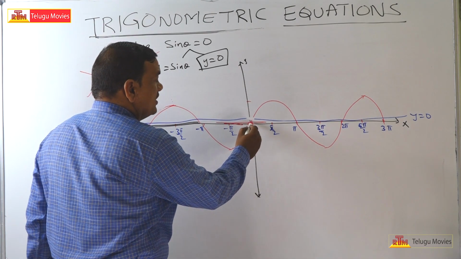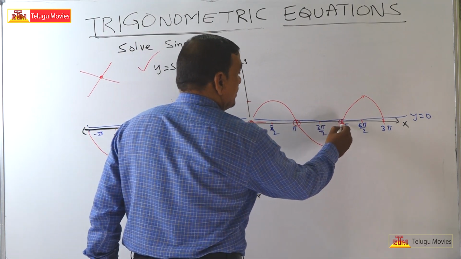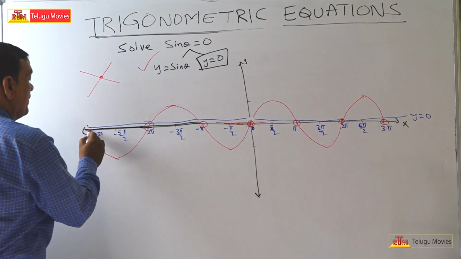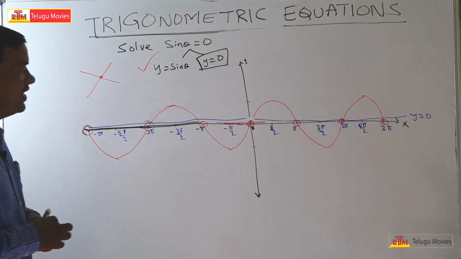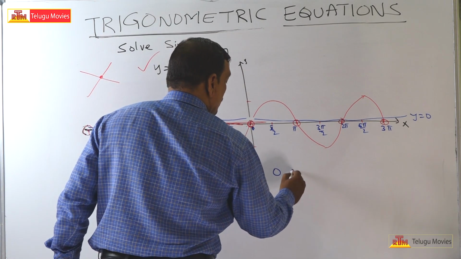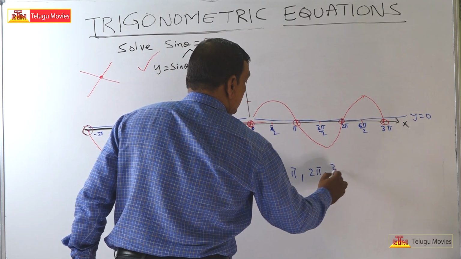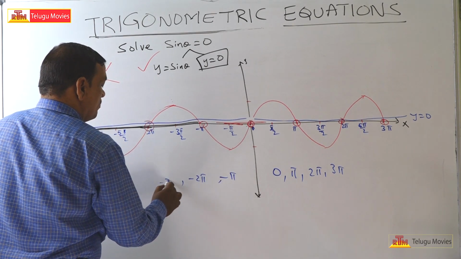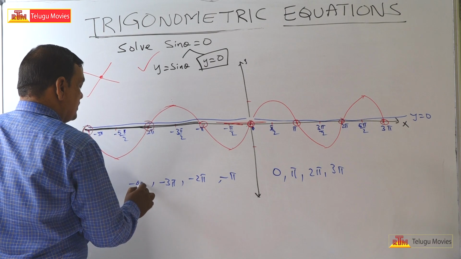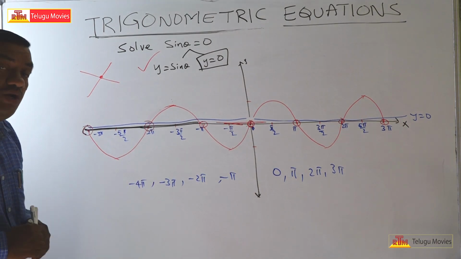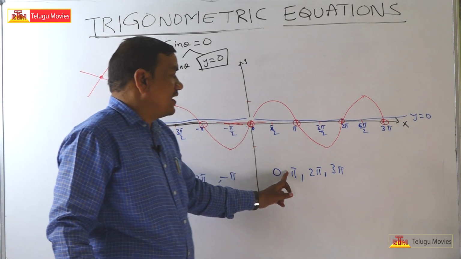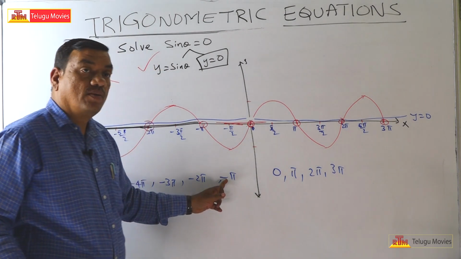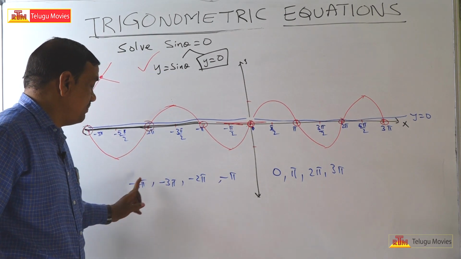So here the first point is 0. Here pi, here 2 pi, here 3 pi. This side minus pi, minus 2 pi, minus 3 pi. See where it is cutting: 0, pi, 2 pi, 3 pi, and this side minus pi, minus 2 pi, minus 3 pi, minus 4 pi. Understand this? What do you observe? 1 pi, 2 pi, 3 pi, 4 pi, and this side minus 1 pi, minus 2 pi, minus 3 pi, minus 4 pi.